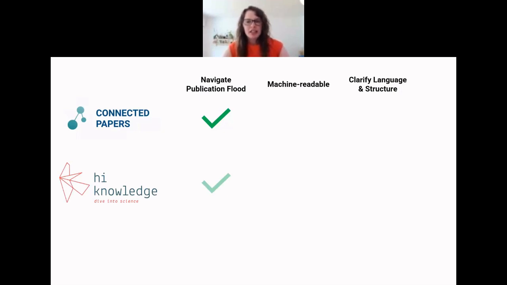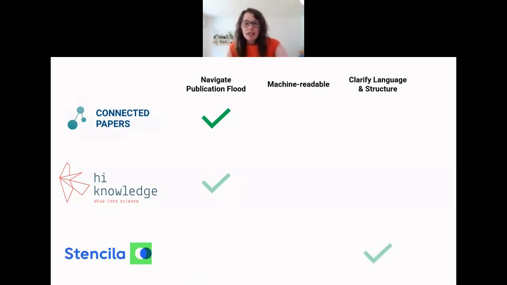Another really interesting initiative is High Knowledge, which produces interactive networks of hypotheses in the field of invasion biology. So think disturbance hypothesis, for example. Using this tool, you can see the number of publications that support, question, or remain undecided about a specific hypothesis. So this tool provides strong insight into the state of a specific domain of research, but its specialization limits its broad applicability and reuse. So we'll give it a light green check mark here because it does help navigate the publication flood, but only for certain fields of science.